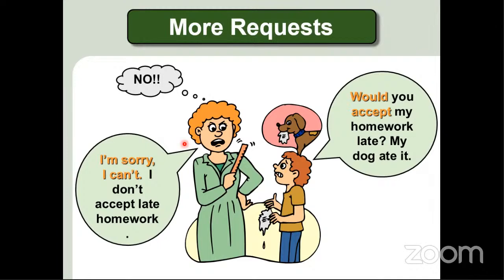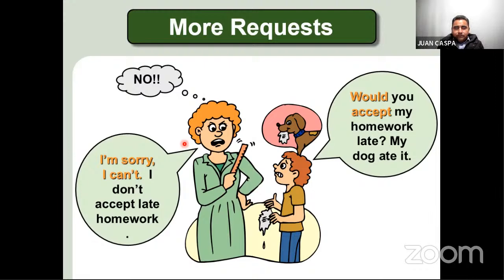What is the difference between would and could? It is quite similar. For example, the meaning is exactly the same. You can say, could you accept my homework? ¿Podrías aceptar mi tarea más tarde? Right? Mi perro se lo comió. But if you use would you, it's like aceptarías mi tarea, right? If you use could you, it's like podrías aceptar mi tarea. It's something very similar, right?